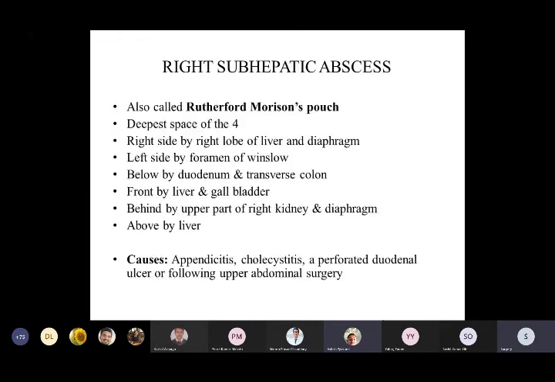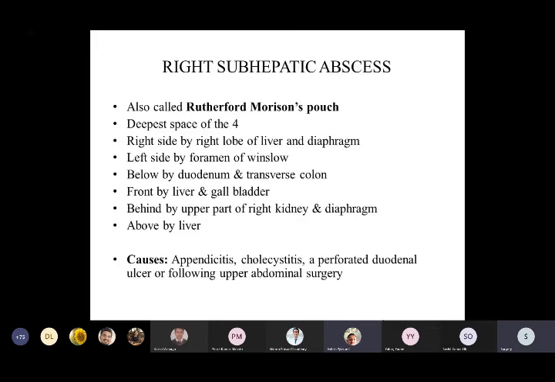It is caused by perforating cholecystitis, duodenal ulcer perforation, duodenal cap blowout following gastrectomy, and appendicitis. Right subhepatic abscess is also called Rutherford-Morison's pouch. It is the deepest space of the four, the most dependent space in the supine position, whereas the most dependent space in the erect position is the pelvic.